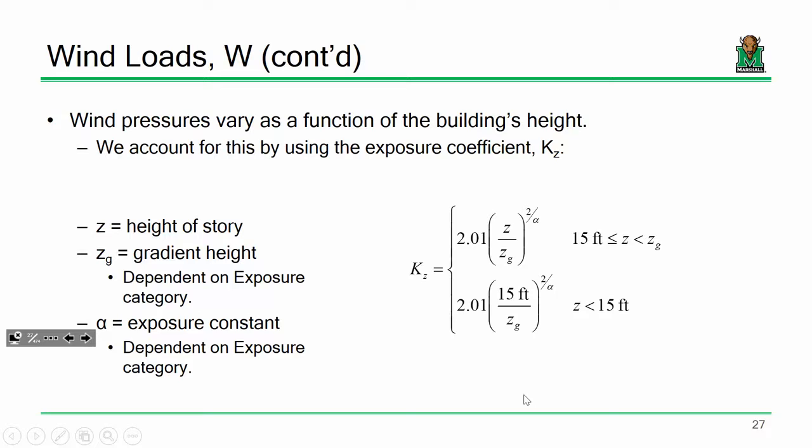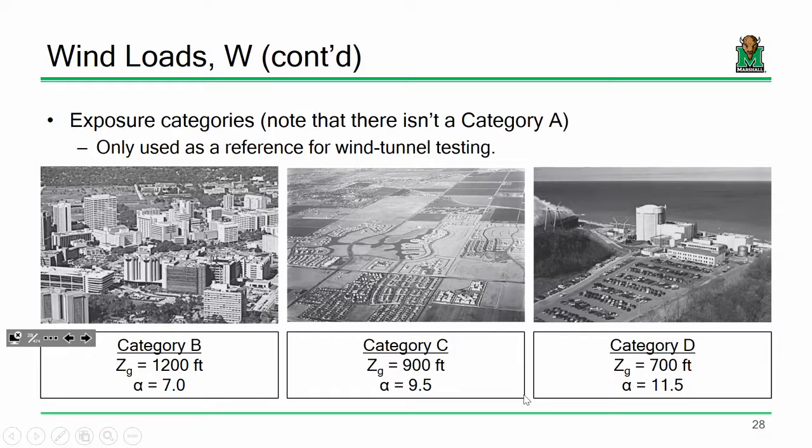And these equations are valid up until Z sub G, this gradient height, and that's dependent upon the exposure category. But keep in mind that is pretty tall. For category B, that model would be valid up until a height of 1,200 feet. It's a pretty tall building. All right. Does this sound good? Any questions? Yes?